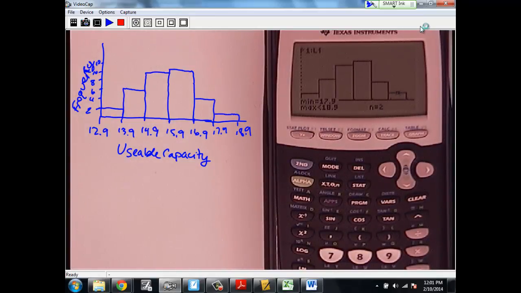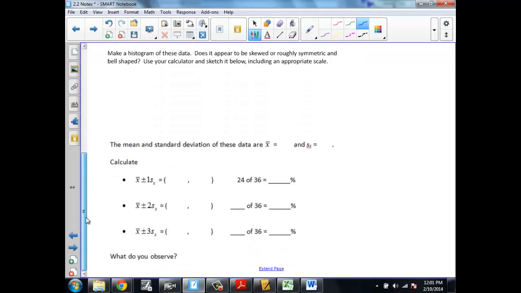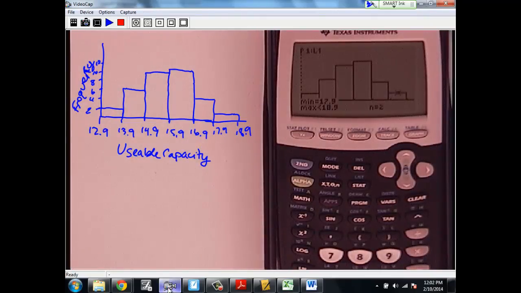So it looks symmetrical. We're like, okay, it appears to be normal, but how do we know for sure? So this is where we need to calculate, does our data fit the 68, 95, 99.7 rule? So we sketch your graph. What we need to do is know what our average and our standard deviation are. I only have a sample of data, so I'm using X bar and S sub X, because those are the sample mean and sample standard deviation. So how do we get those numbers?